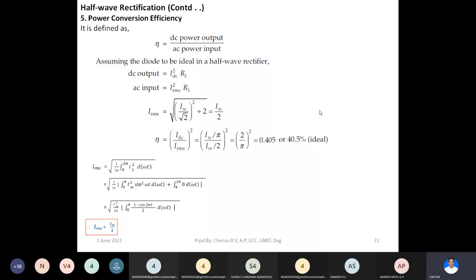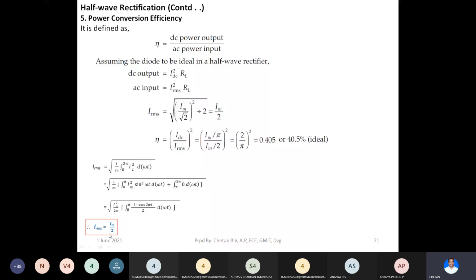And this is how to derive the IRMS value. This is the formula used to derive the RMS value of a continuous signal like this. Here we take the integration of IL square from 0 to 2 pi, and this is the overall period, 1 by 2 pi, and again we perform some simplification. We split this into two parts. The first part is the integration from 0 to pi, and the second one will be 0 as there is no output. So ultimately this leads to an IRMS value of Im by 2 for the half wave rectifier.